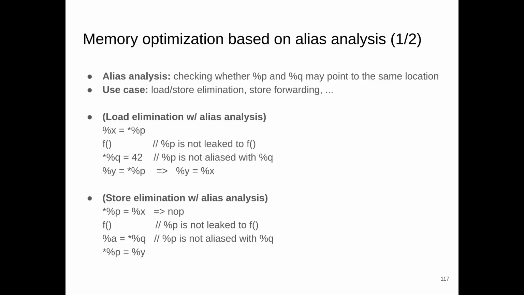So we somehow need to track the pointer's lifetime and where the pointers may go with some static analysis. Even if we apply a very simple static analysis, or a very simple syntactic alias analysis, it will be very helpful for your compiler's optimization performance. So you can perform such load elimination or store elimination optimizations with alias analysis.